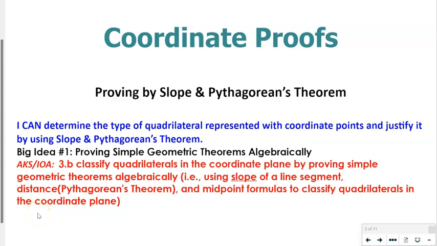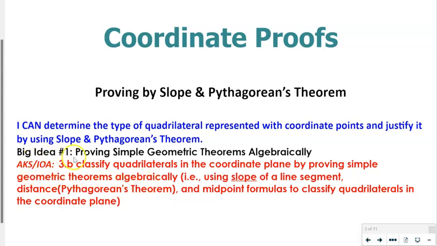In this video today we're going to do coordinate proofs. We're going to prove that shapes are a parallelogram, rectangle, rhombus, or square by using slope and Pythagorean's theorem. So by the end of today you're going to be able to say I can determine the type of quadrilateral represented with coordinate points and justify it by using slope and Pythagorean's theorem.